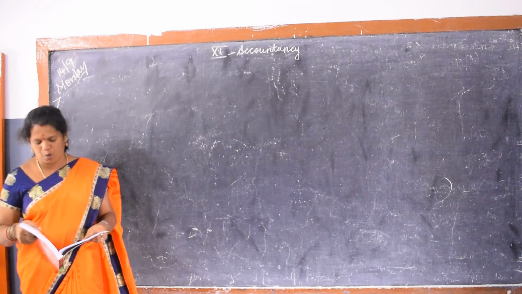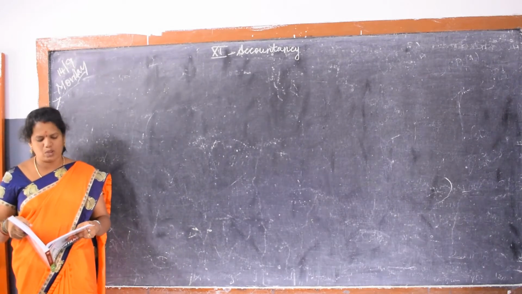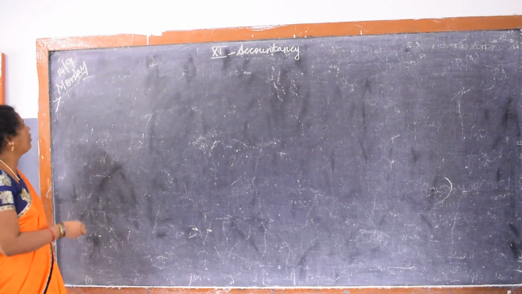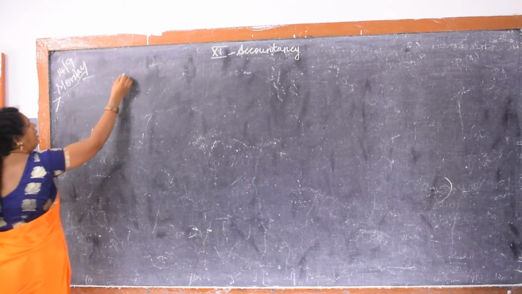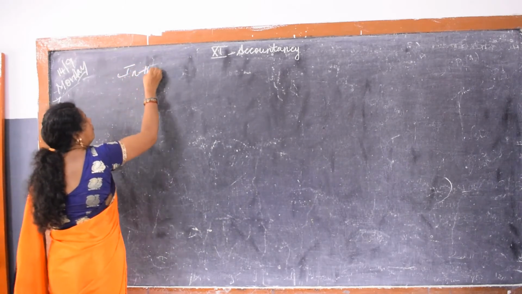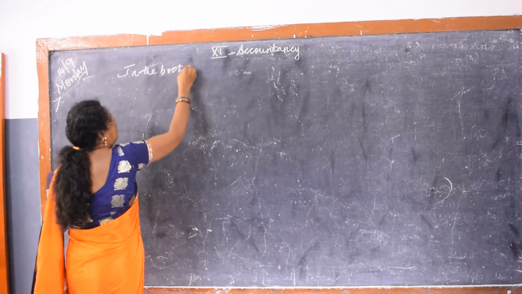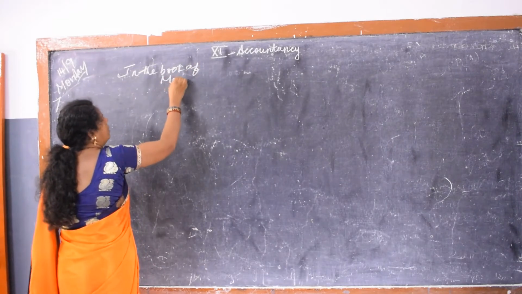Transactions in the journal of Manohar, who is dealing in textiles, 2018, March 1. So now we are going to write the journals. Write the format. First, in the books of Manohar. This is worth 1 mark.